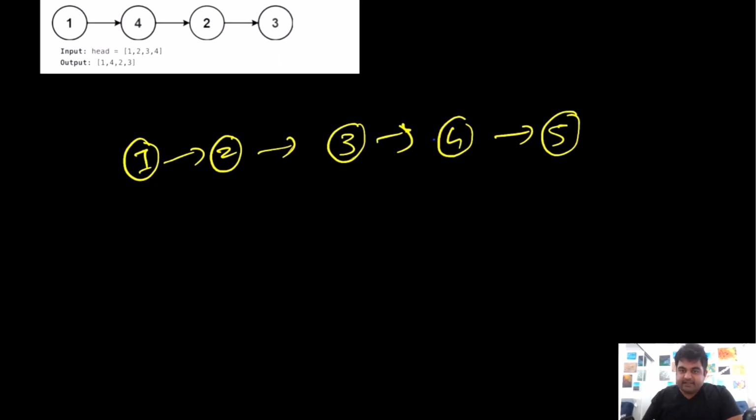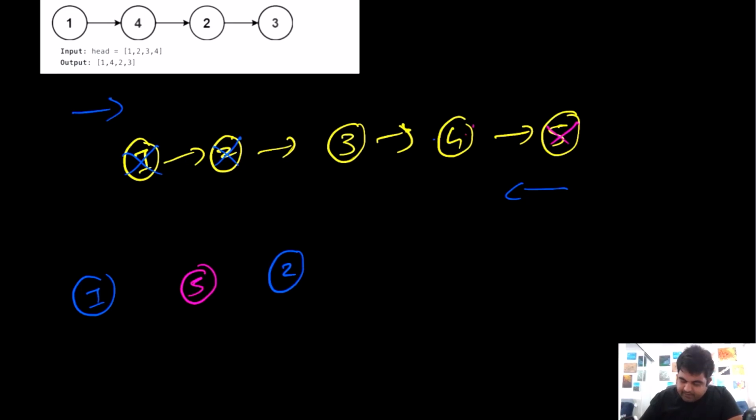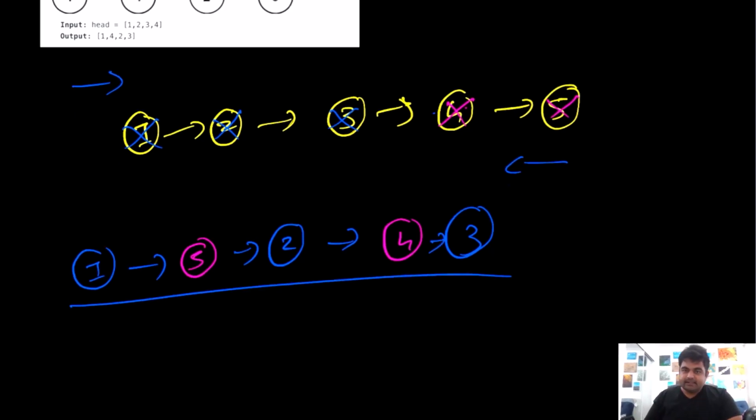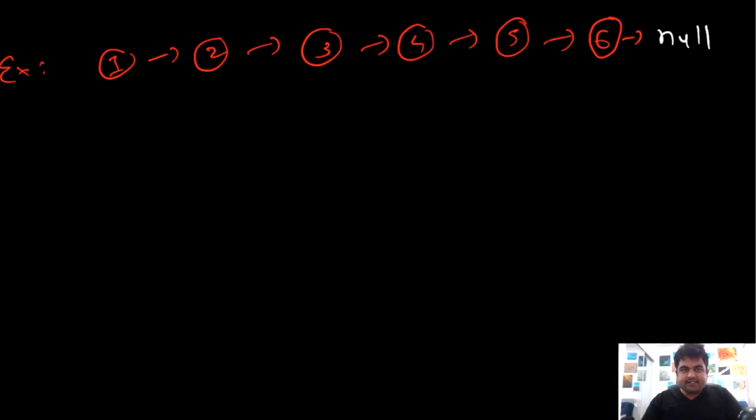Again in this case we will iterate, and take one node from left to right and one node from right to left. So the first node would be node number 1, the second node would be node number 5, then the next node would be node number 2, then node number 4, and then node number 3. This would be the sequence that we need to return as the result. Suppose this is the linked list we are given and we need to reorder it.